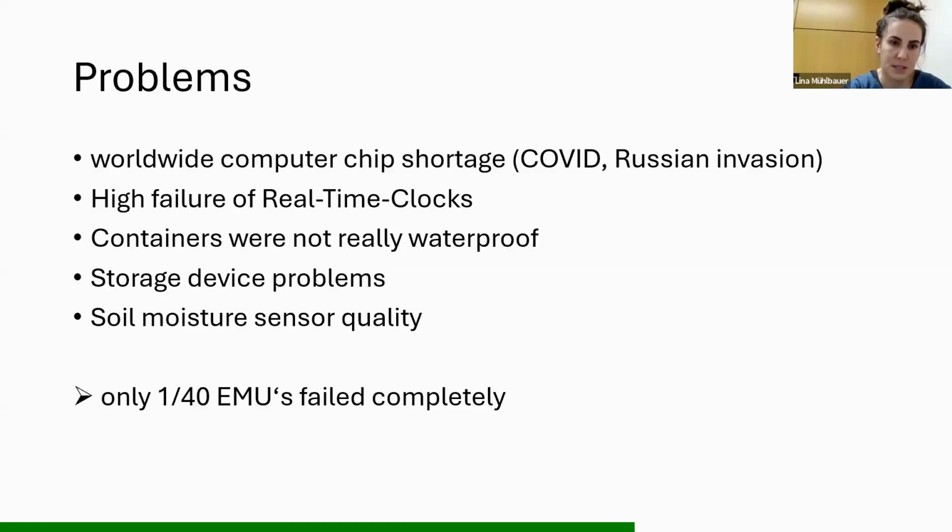And the soil moisture sensor quality, like you saw before, is not super good. So if you are really interested in measuring precise soil moisture, you need to think carefully about that. But which is pretty cool: these containers were flooded, the Arduinos were sitting in water, but still only one of these 40 EMUs failed completely. So these Arduinos are really durable. That is super cool.